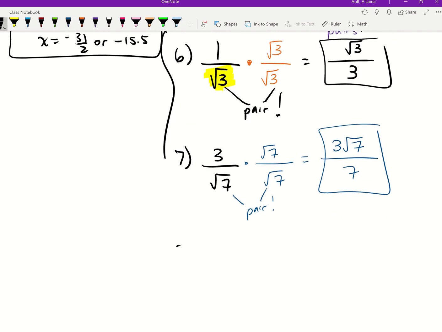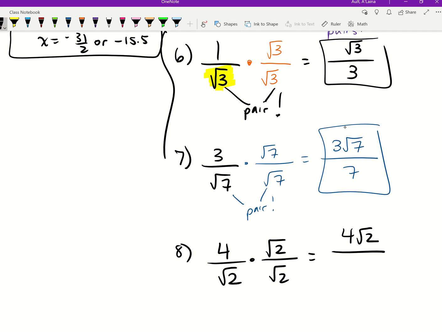Last one. Let's say I have something like this, 4 over the square root of 2. I cannot fraction reduce these because one of these is a whole number and one's a square root. They're not the same type of numbers. I also cannot make a factor tree because 2 is prime. So I'm going to rationalize this by root 2 over root 2. On the top, I'll get 4 root 2. On the bottom, this is a pair, so I'll get whole number 2.